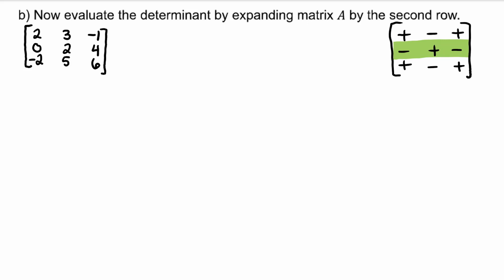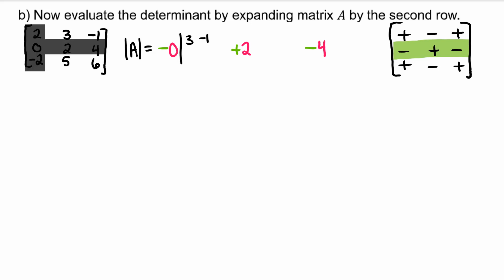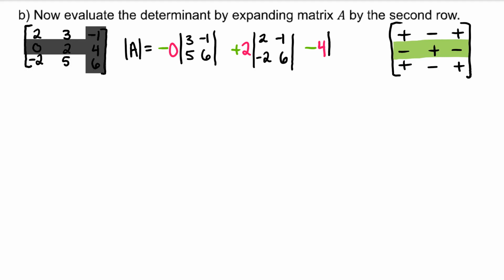Expanding along the second row is nice because it has a 0 in it, which saves us some time in evaluating. So if I expand along the second row, the signs are negative, positive, and then negative. The numbers are 0, 2, and 4. Multiply each of those numbers by a 2 by 2 determinant obtained by deleting the row and column that those constants came from. So 3, negative 1, 5, 6, 2, negative 1, negative 2, 6, and 2, 3, negative 2, 5. Evaluate the determinants and simplify.